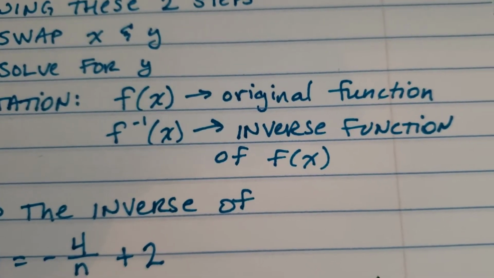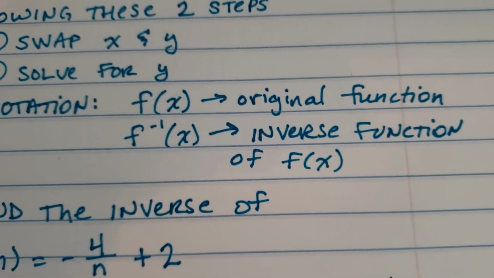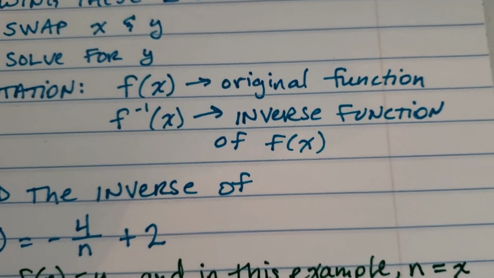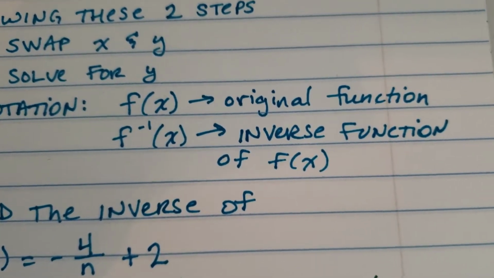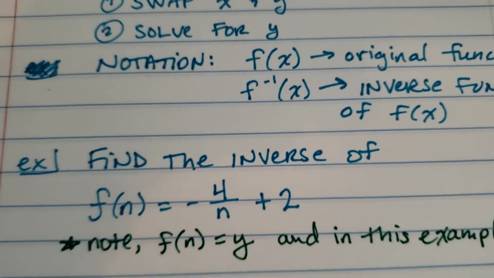All right, your notation, f of x, that's your original function, whatever you're given. F inverse of x is the one that has the little -1 exponent on it, but you don't read it as f to the -1. That's not what it is. It is just read as the inverse function of f, okay? So if you see the little -1, that means we're talking about the inverse. If there's no -1, it's the original function, okay?